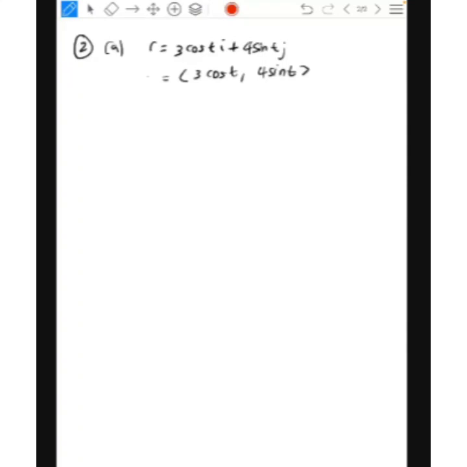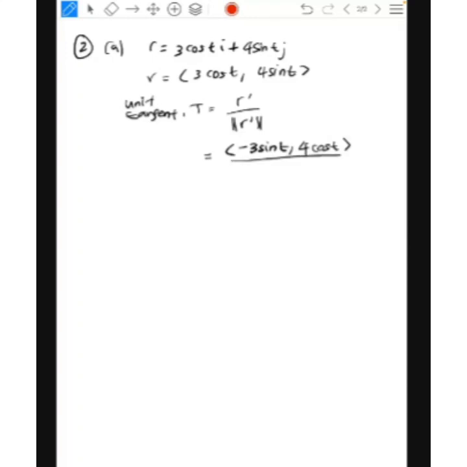So the question asks us to find the unit tangent. Again, the unit tangent is T, which is r prime over the magnitude of r prime. The r prime is: differentiating cos gives a negative sign, so negative 3 sin t, and differentiating sin gives cos, so 4 cos t.